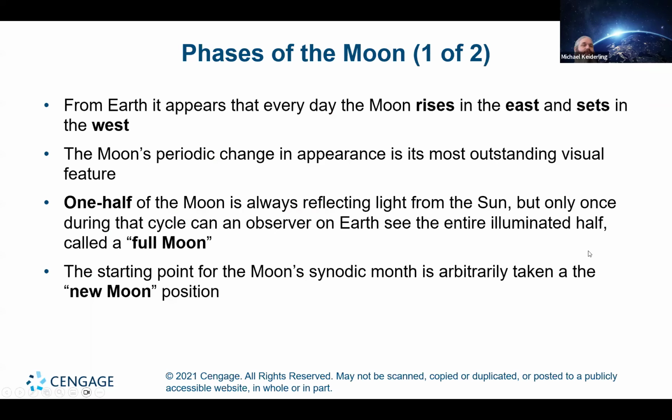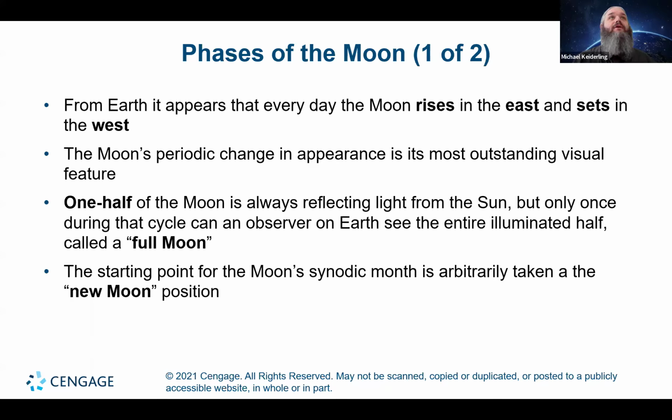So, for the phases of the moon from the Earth, it appears each day that the moon rises in the east and sets in the west, much like the sun. And it will change its relative position in the sky to the sun through its phases. At the full moon, it's going to be as far from the sun as it can be. As it gets closer to the new moon, it'll get closer to the sun.